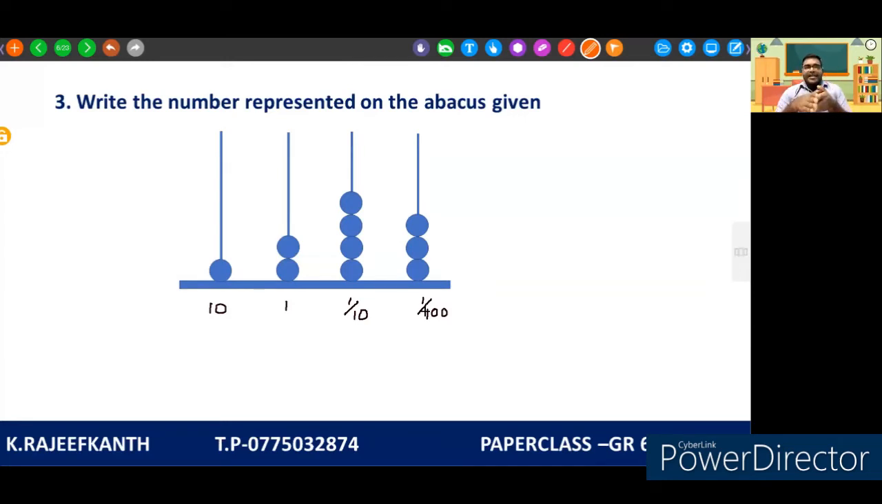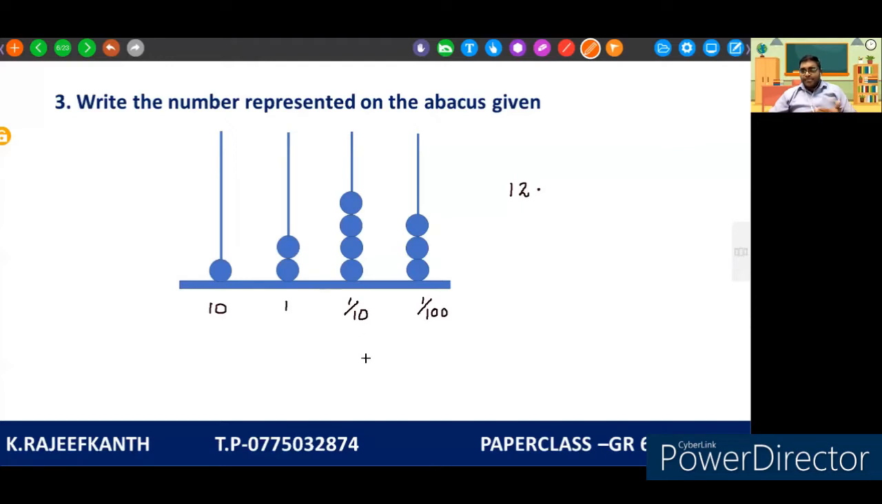That means ones, tens, hundreds. So these are the place values, and you have to write the number. Write the number represented on the abacus given. Right, here there is only 1 ten, then 2 ones, so 12. Point, because here the place values are tenths, hundredths.